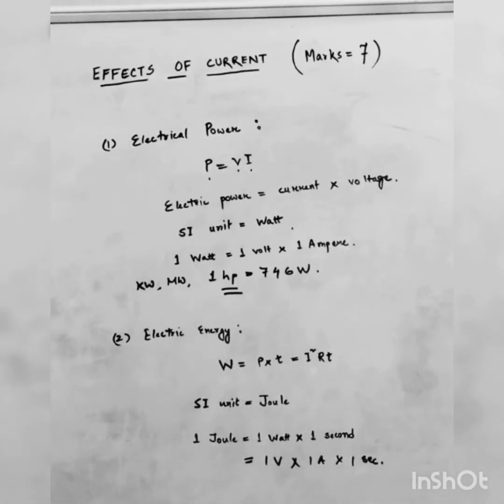The SI unit of electric energy is joule, and 1 joule is given by 1 watt into 1 second, and can also be denoted as 1 volt into 1 ampere into 1 second.